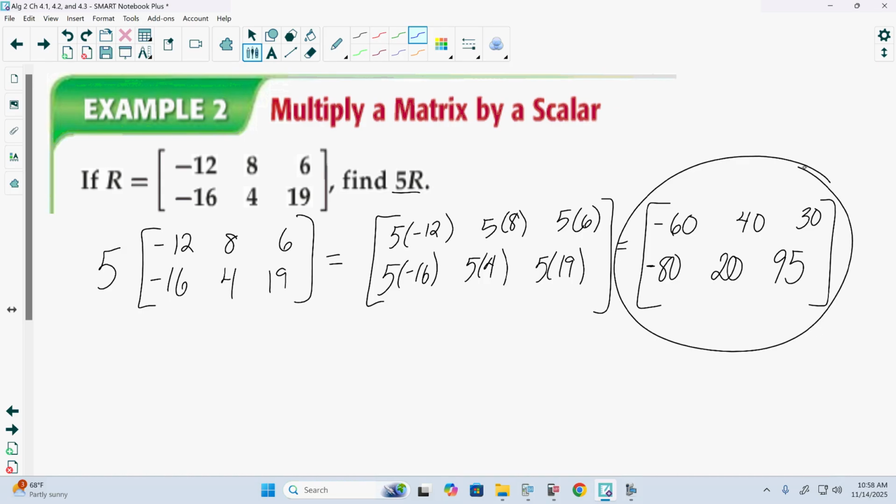Now, I'm not saying just doing it all in your head is faster, but we can still use the calculator and just type in 5 times -12, enter. 5 times 8, 5 times 6, 5 times -16, 5 times 4, 5 times 19. Because we can just type each one of those in and it'll give it to us faster than we can type it into the calculator as 5 times the matrix.